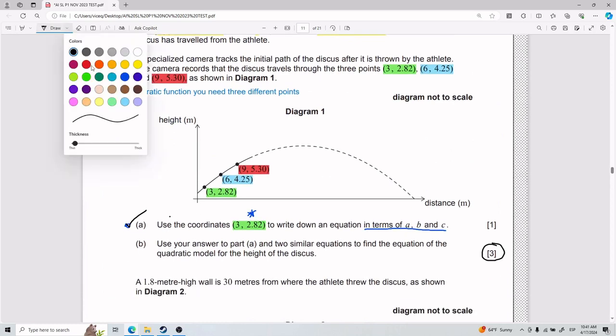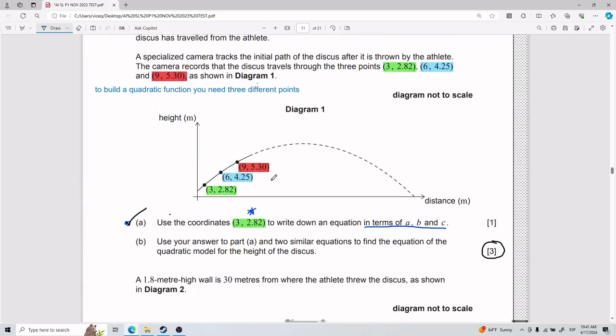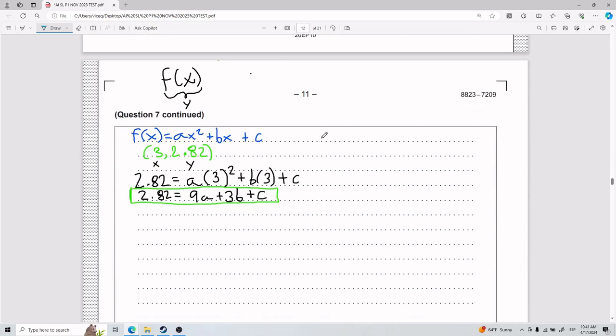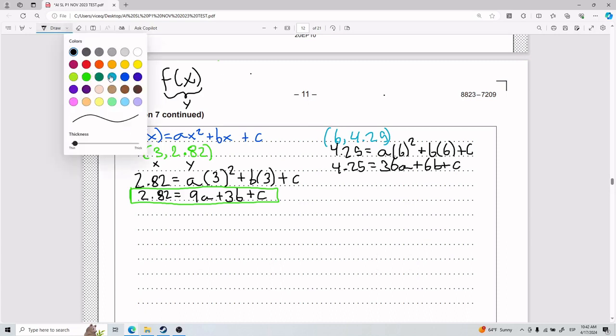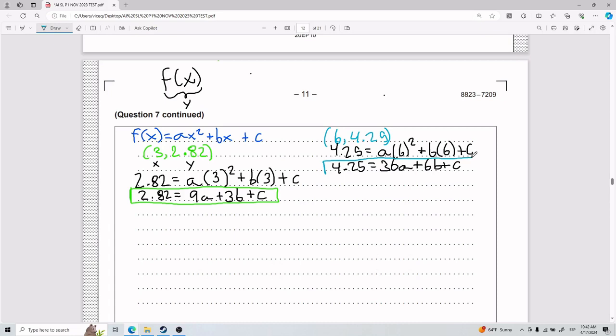The point in blue, I'm going to do it now. The point in blue is (6, 4.25). So here we're going to be plugging in 6 and 4.25. If I plug in (6, 4.25), you end up with 4.25 equals a times 6 squared plus b times 6 plus c. So 4.25 equals 36a plus 6b plus c. So this is the blue point, all right?